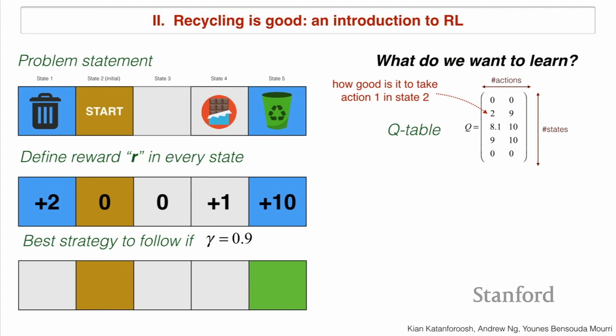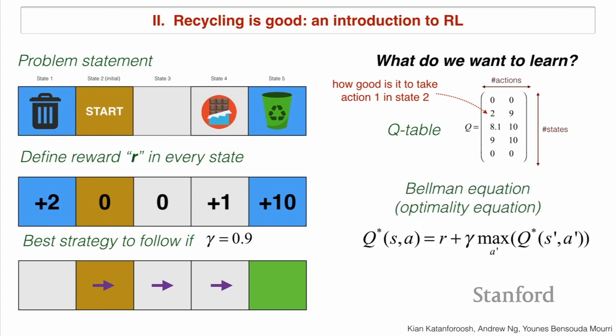So the best strategy to follow with 0.9 is still right, right, right. And the way I see it is I just look at my matrix at every step, and I follow always the maximum of my row. So from state 2, 9 is the maximum, so I go right. From state 3, 10 is the maximum, so I still go right. And from state 4, 10 is the maximum, so I go right again. So I take the maximum over all the actions in a specific state.